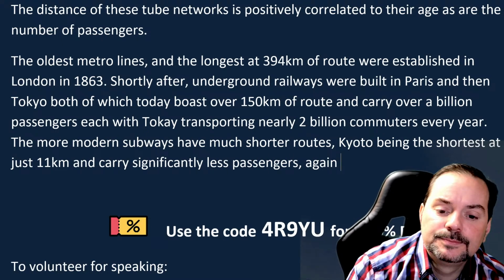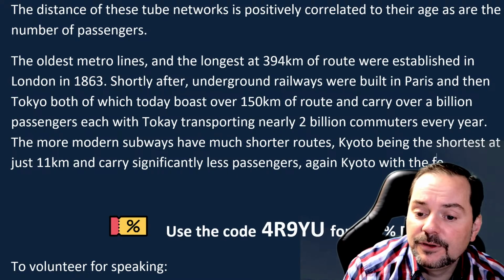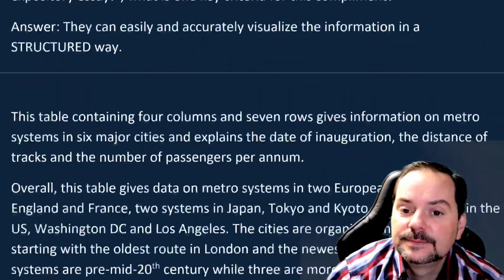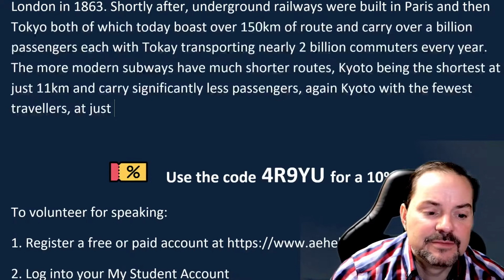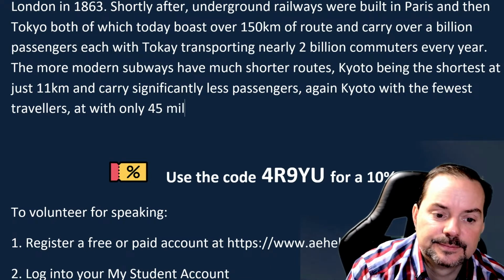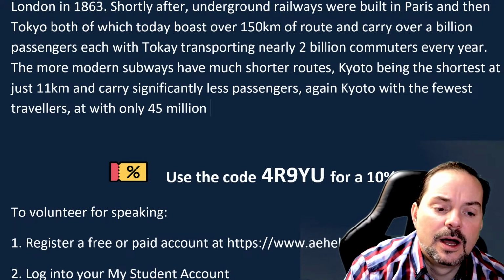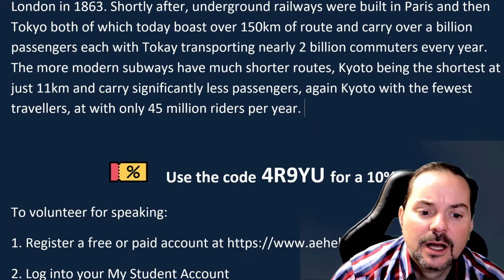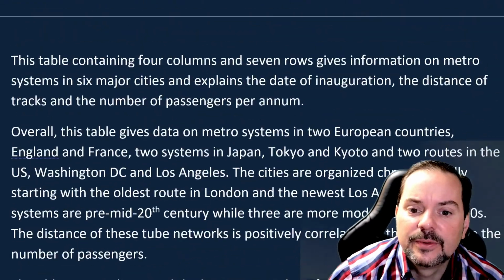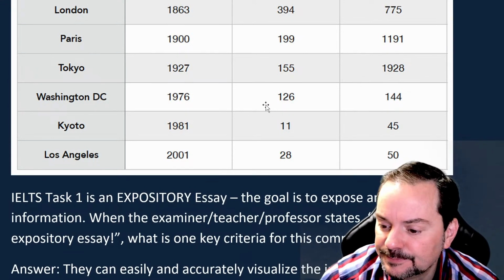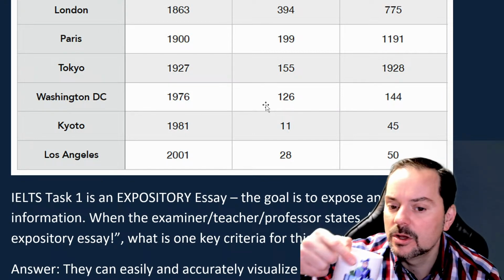Again, Kyoto with the fewest travelers, with only 45 million riders per year. Notice all the paraphrasing there as well. People who ride the metro are called riders, like a horse rider.